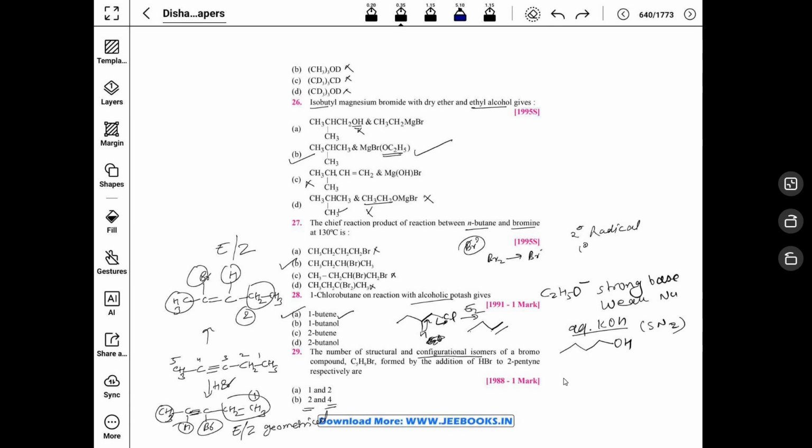Configurational isomers, we should know, fall into two categories. One is geometrical, another is optical. There is no chiral center, therefore optical isomerism is not possible. Only geometrical isomerism is possible because the double bond carbons have different substituents. So the correct answer is B.